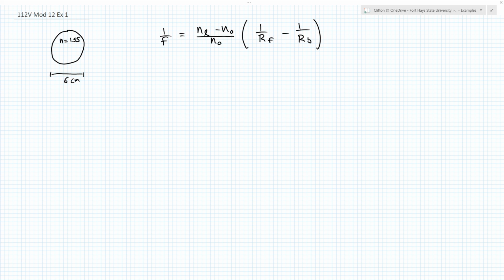At the beginning, we have some refractive indices. So n subscript L, in the notation that I'm using, refers to the refractive index of the lens material itself. So in this case, that refractive index is going to be 1.55. Most glasses are around 1.5. The n subscript 0, or n naught, is the refractive index of the media, or the background that the lens is in.